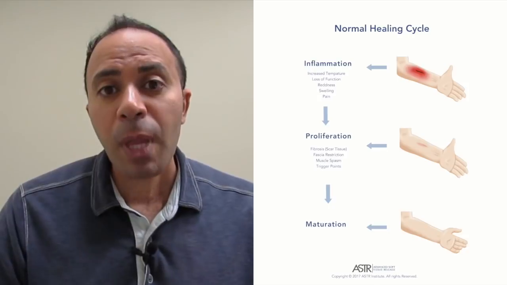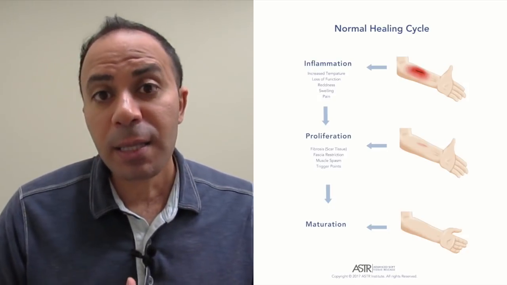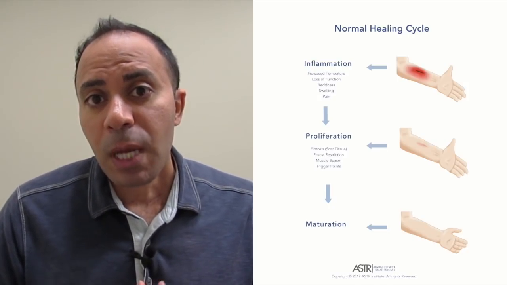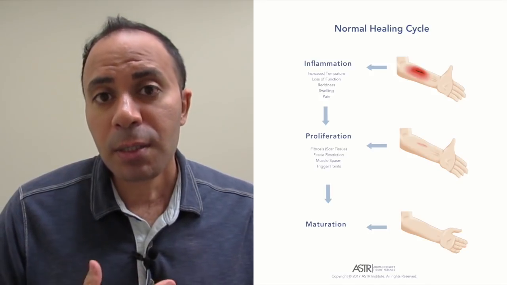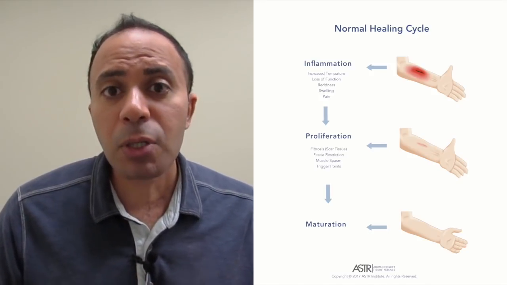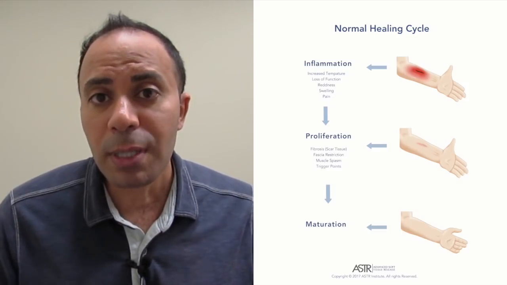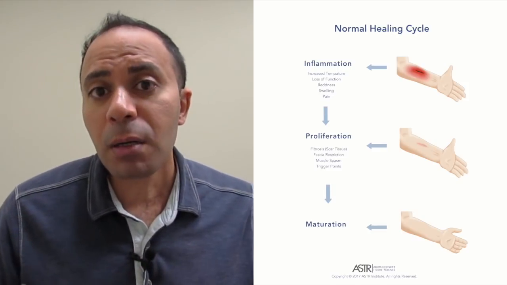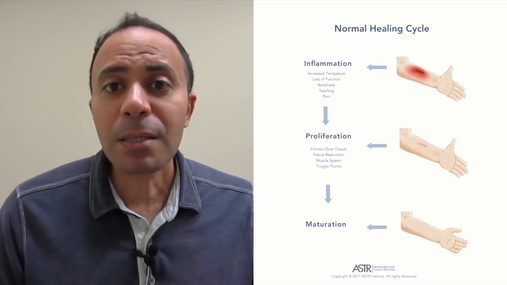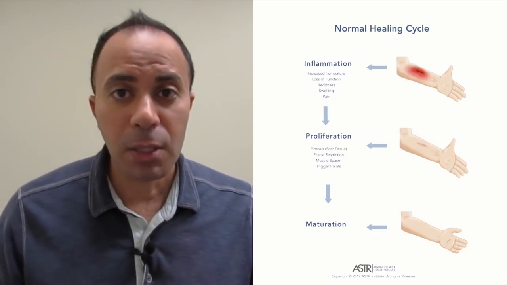For visualization, I will use a paper cut example, but the same healing process happens internally with any accident, trauma, poor posture, poor body mechanics, stress, or surgery. So the first stage is the inflammation. As you see in the image, there's redness, increased temperature, the blood starts to rush to that area, pain occurs, and loss of function. The second stage is the proliferation stage.